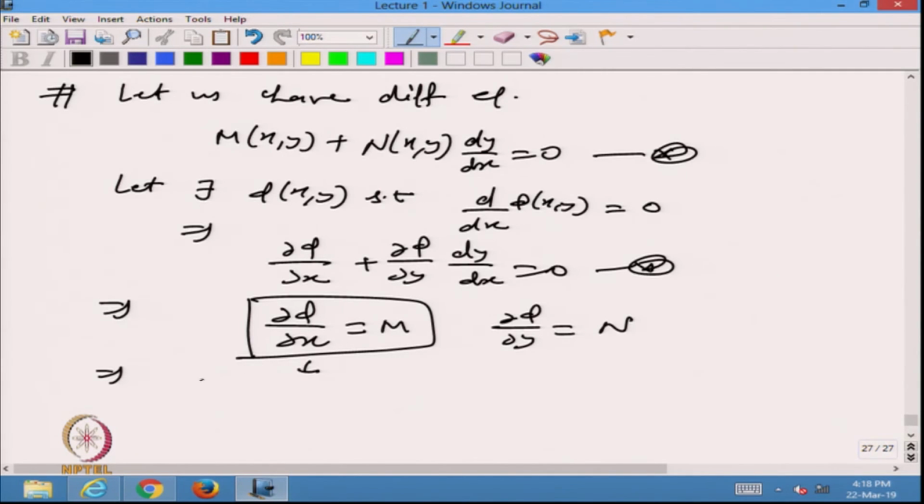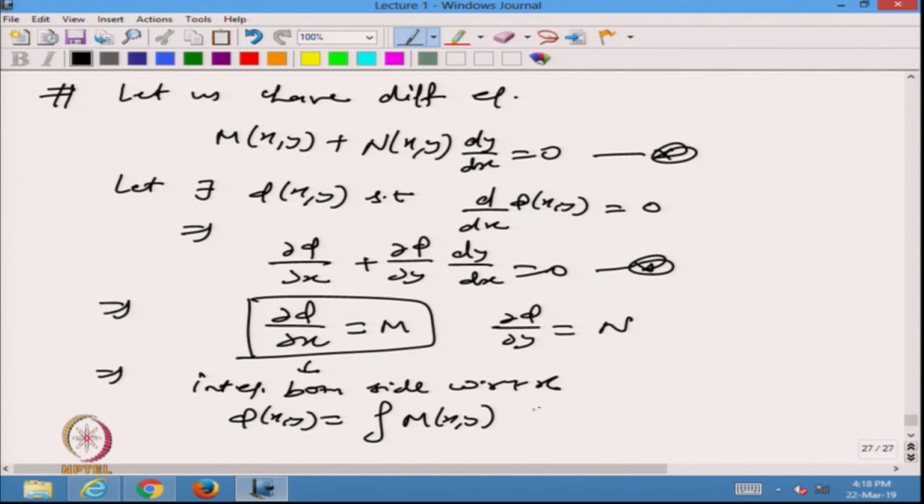So, in this case, integrating both sides with respect to x, I will get phi(x,y) is equal to the integral of M(x,y) dx plus a constant of integration. In this case, we have the partial derivative, so the constant of integration will be a function of y, because if I take the partial derivative with respect to x on both sides, then this will be 0.